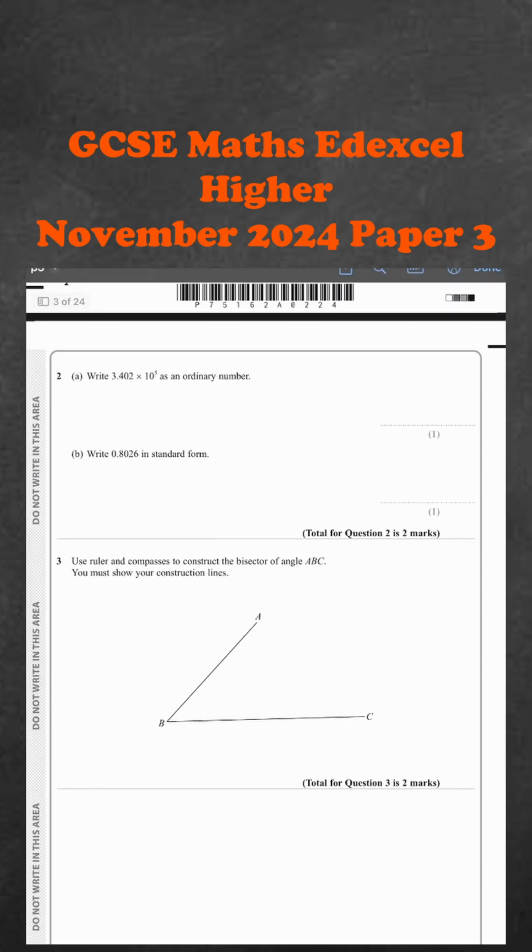Question number 2. Write 3.402 times 10 to the 5 as an ordinary number. So this is going to be 3.402, but we need to move the decimal point 5 times. So 1, 2, 3, 4, 5 times. So our answer is going to be 340200.